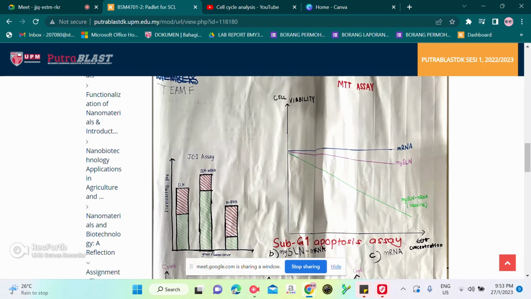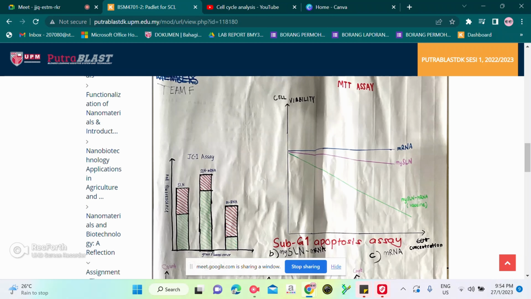Our graph is quite different from the previous part, as we will use a line graph. There are three types of material concentration: the first is our vaccine, MySLN mRNA; the second is the concentration of MySLN, which is the nanoparticle itself; and the last is the concentration of the mRNA. The graph is cell viability against the concentration of these three types.